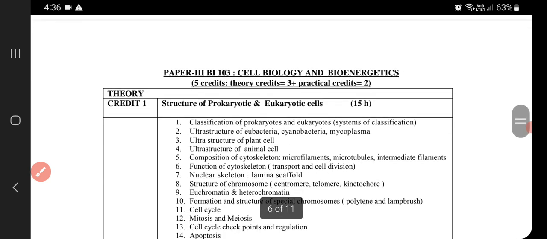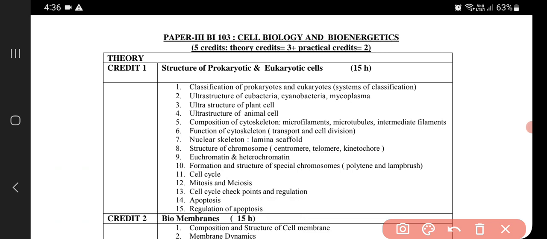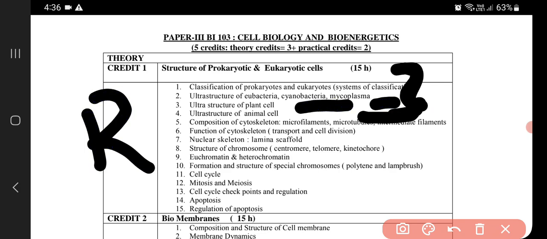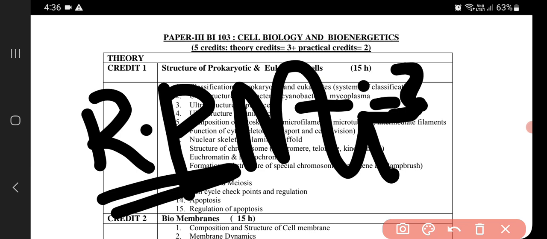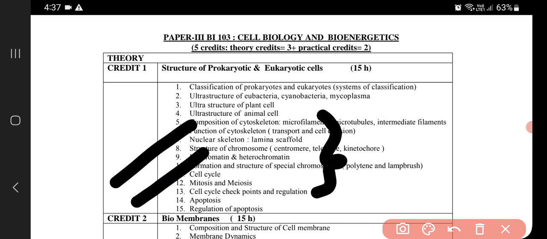Now we are going to see the 103 unit. In this 103 paper, the starting topics like cyanobacteria and mycoplasma you can get from the RP Singh microbiology book. If you have a library in your college, go and get those books, they will be very helpful. And heterochromatin, euchromatin, cell cycle, mitosis, meiosis you can get from your second year intermediate botany book. You can find all these things there.